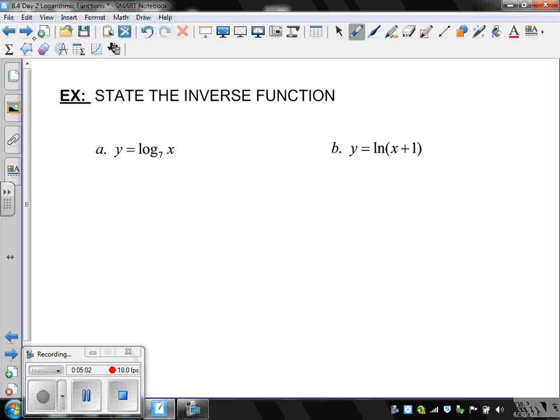Okay, so let's find some inverses then. First of all, notice that I have a logarithmic function. So what form should the inverse be? Well, we just said that logs and exponents are inverses of each other, so we should end up with an exponential function for its inverse. So remember what we do to find an inverse. The first thing we do is we switch x and y.